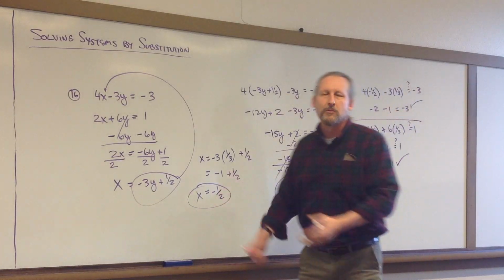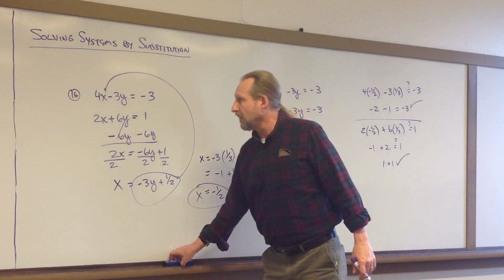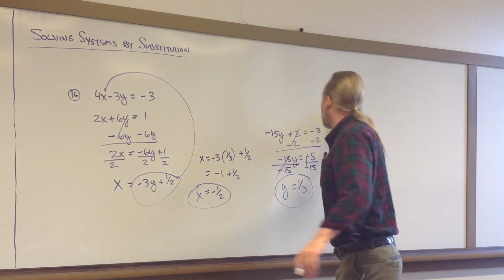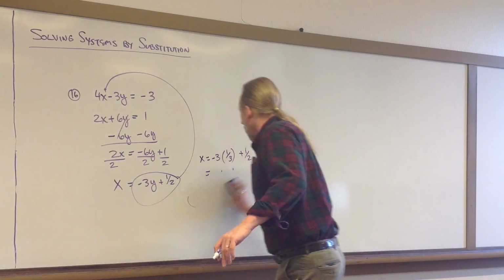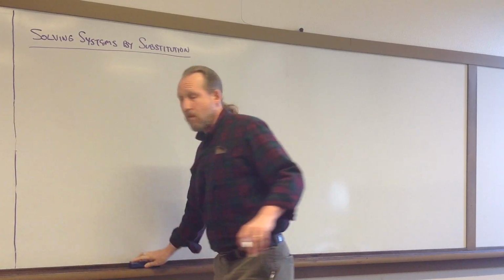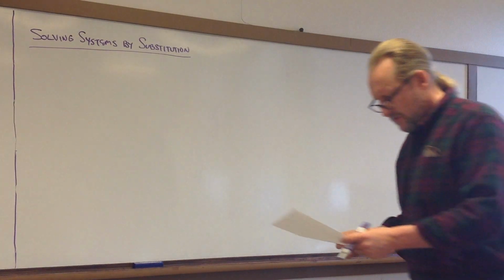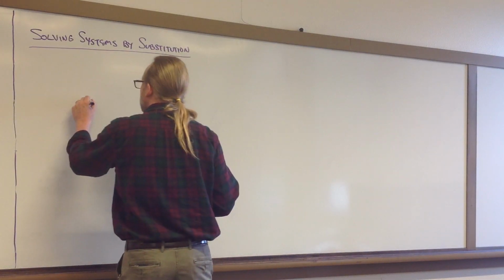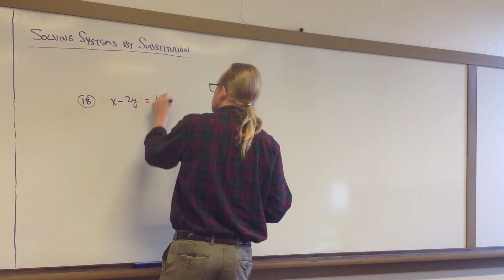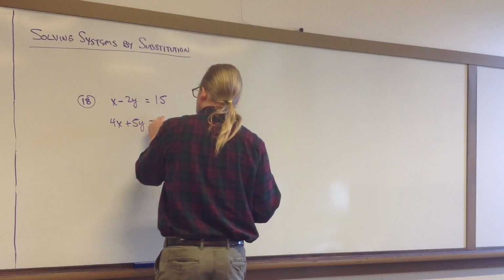The fact that these are not whole numbers is really not important. Okay? So that's problem 16. I'll look at a couple more of these. All right. Problem 18. X minus 2y is 15. 4x plus 5y is 8.